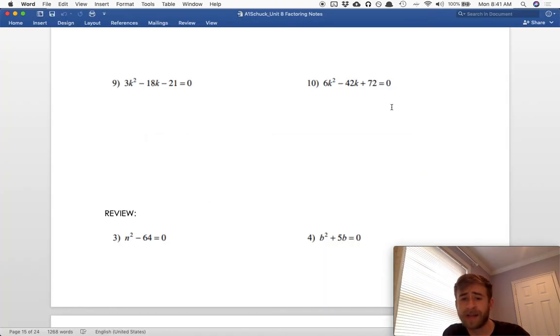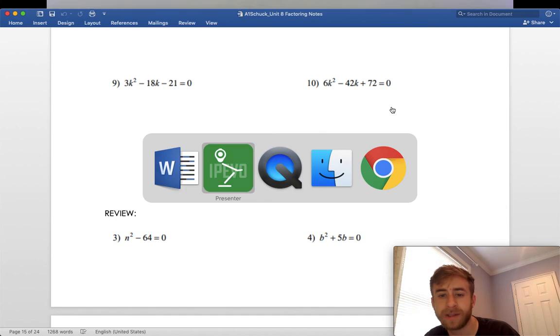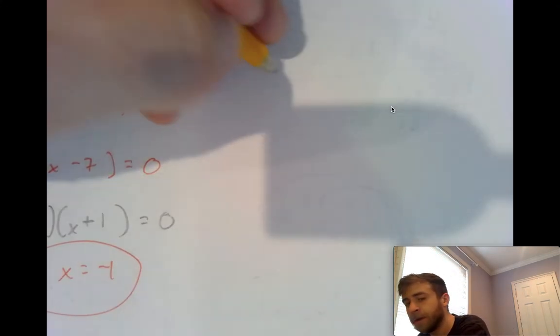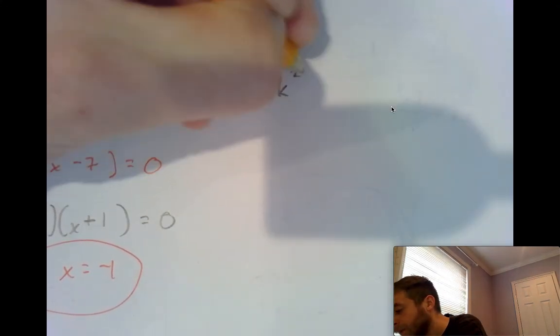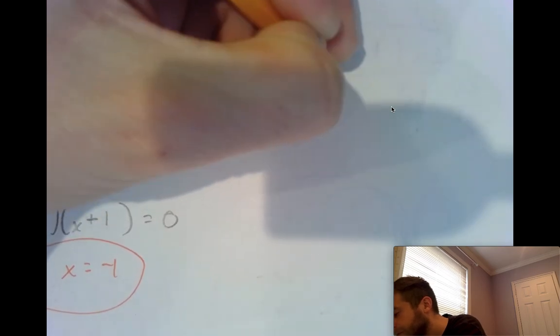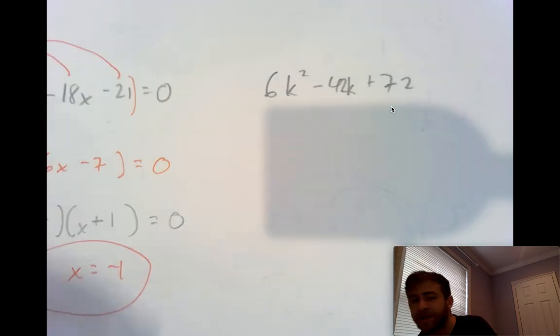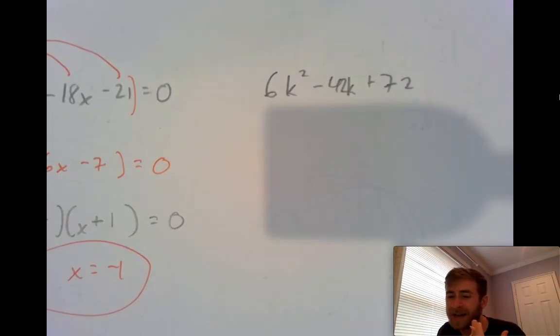I'll get you started on the last one, and then I'm not going to finish it. You can try to figure it out on your own. 6k squared minus 42k plus 72. And you just got to see, well, what can I divide out of each of these guys?